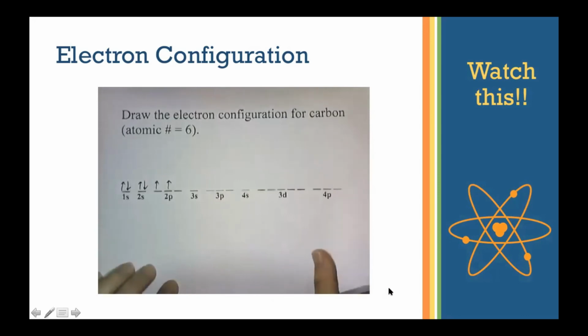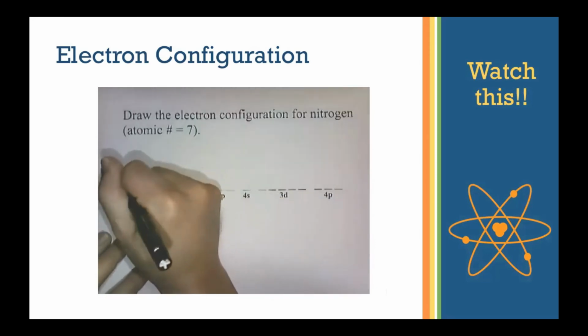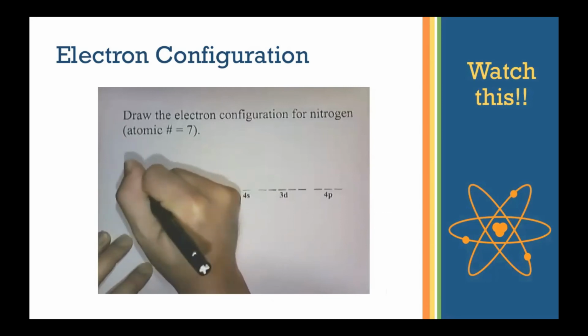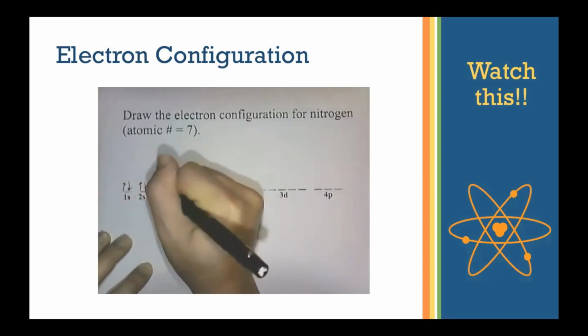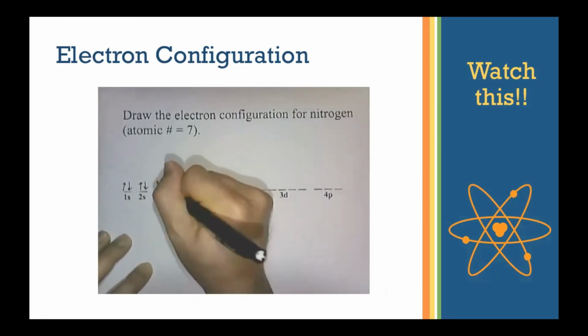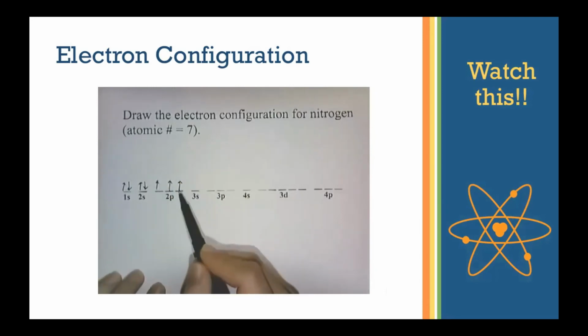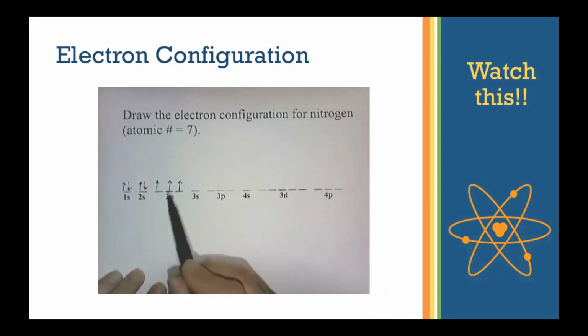Let's do nitrogen. I think you can continue to see the pattern. 7 for nitrogen. 1, 2, 3, 4, 5, 6, 7. Once again, why didn't I put this one in either this one or this one? Before either one of these lines can have a 2nd electron in it, all the rest of the lines have to have 1 arrow on them.